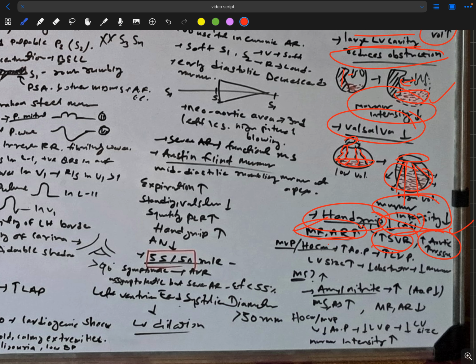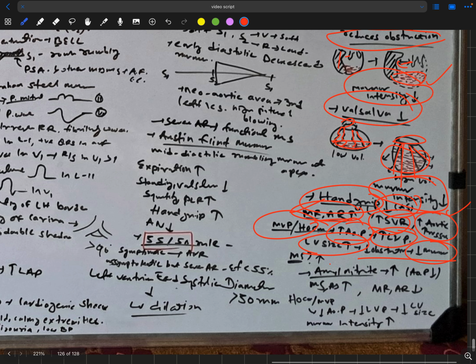In case of MVP and HOCM, when the aortic pressure rises, left ventricular pressure rises and left ventricular size increases. That leads to decreased obstruction, and murmur intensity decreases. In case of MS, there is sympathetic shock that leads to more flow across the valve when we are doing hand grip exercise. That leads to increased intensity of MS murmur on hand grip exercise.